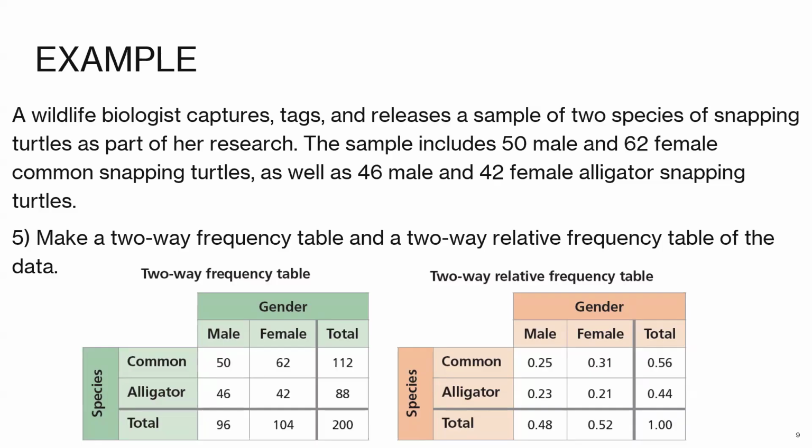And then when I make my relative frequency table, I take each of the values and divide by 200, because in this case, that is the total number of snapping turtles. So 50 common male snapping turtles out of 200 gave me 0.25. 62 out of 200 gave me 0.31. 0.25 plus 0.31 gives me 0.56. Then for the alligator snapping turtles, 46 male out of 200 total is 0.23. 42 female out of 200 is 0.21. 0.23 plus 0.21 is 0.44. And then you add up the total males and the total females to get the 0.48 and the 0.52 respectively.